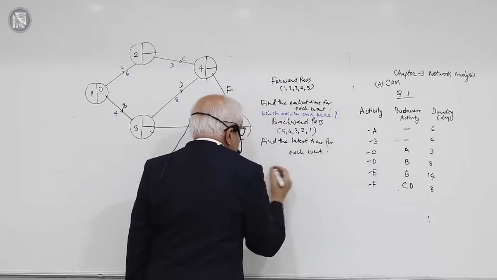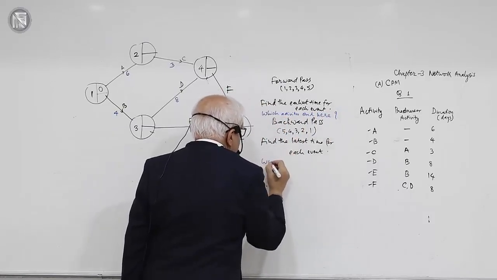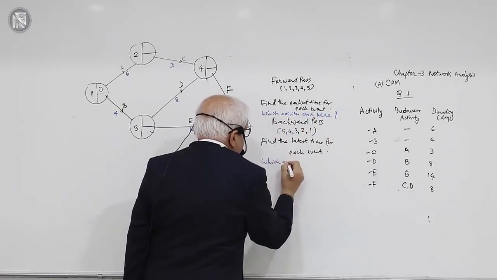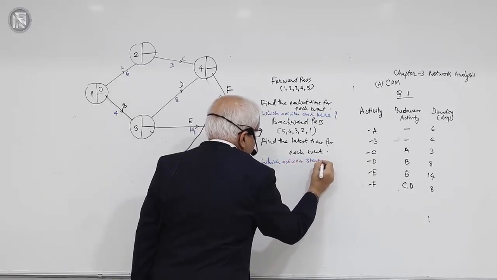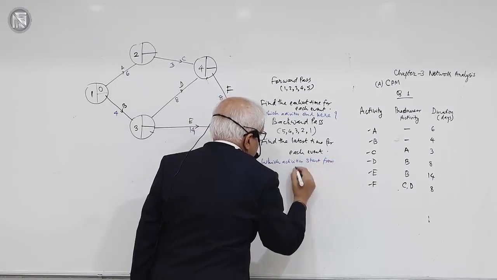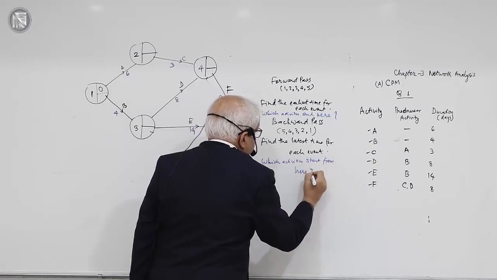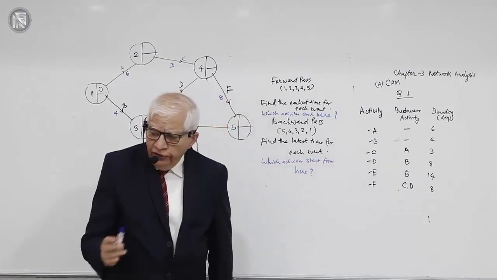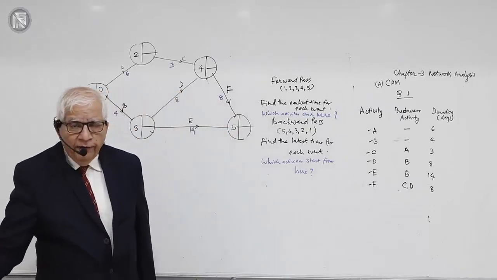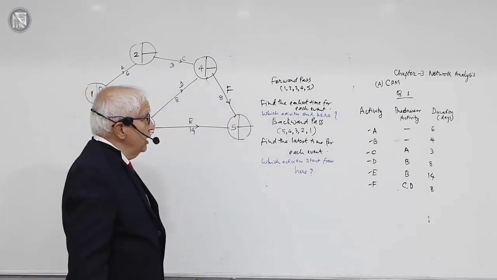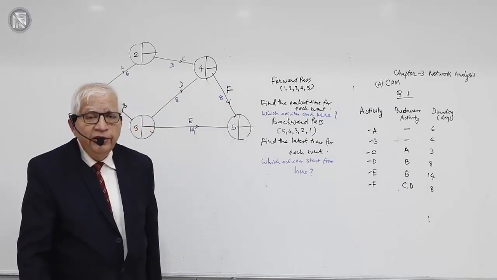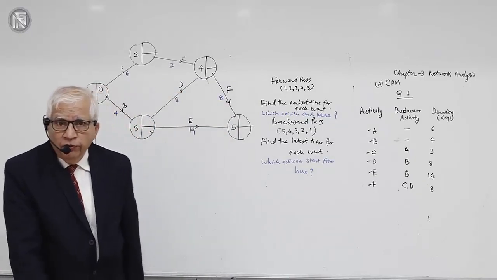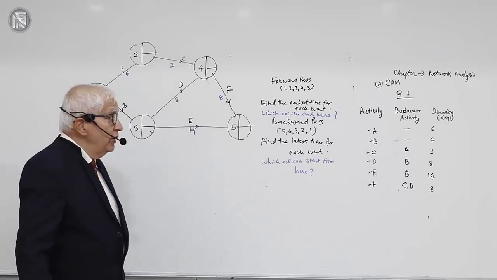And here I ask a question in the backward pass correspondingly. Which activities start from here? This is the question. I'll stop at each and every event, 1, 2, 3, 4, 5. I'll keep on asking these questions. When I go in the forward pass, my question to be asked is which activities end here. In the backward pass, my question will be which activities can start from here.